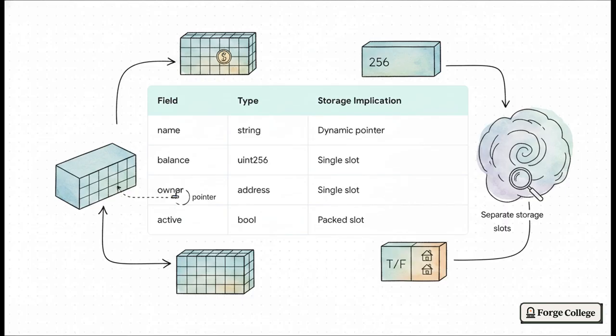Next is owner as an address and active as a boolean. And because of how Solidity optimizes under the hood, smaller types like booleans and addresses can often be efficiently packed right into the exact same storage slot. So this isn't just neat organization, folks. This is highly gas-efficient engineering.